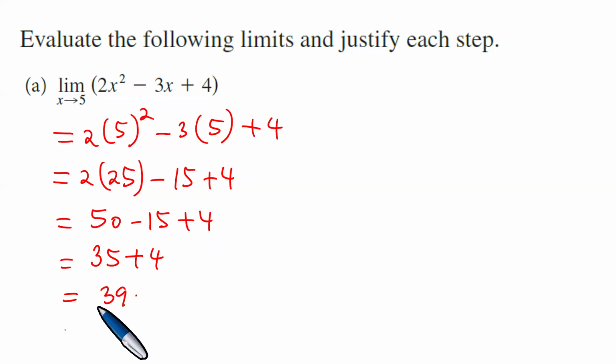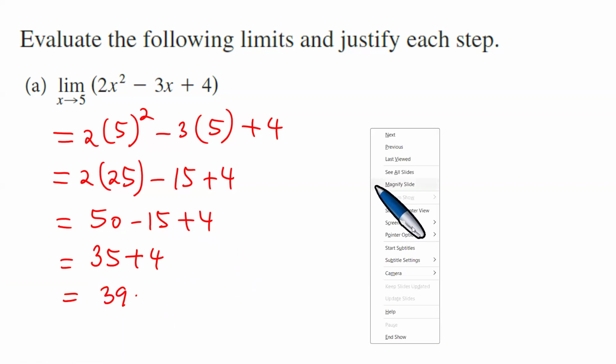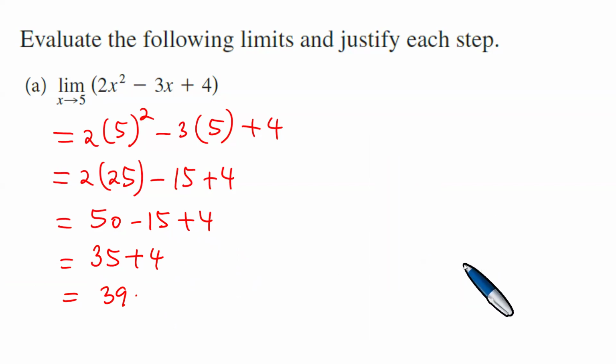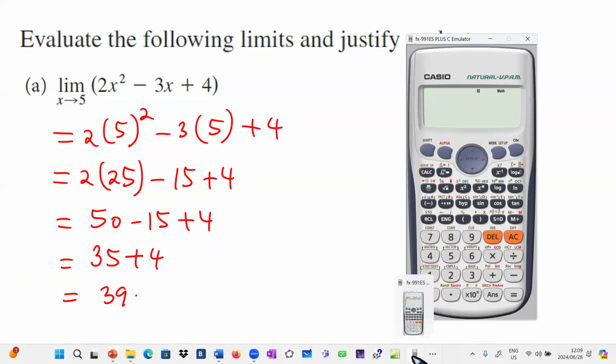I'm sure you can do that. But our calculator is also always ready at our disposal to confirm the results. Like here it is. We can say 2 times 5 squared minus 3 times 5 plus 4, and it is 39. So we got 39, and 39 is therefore the correct answer.